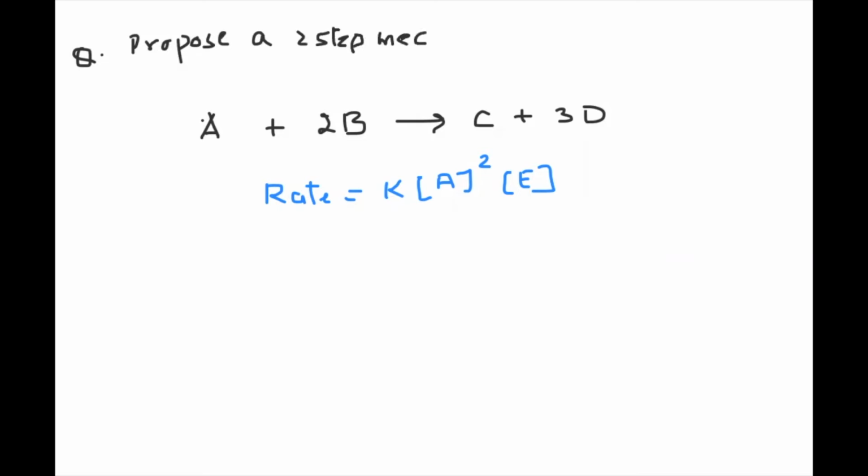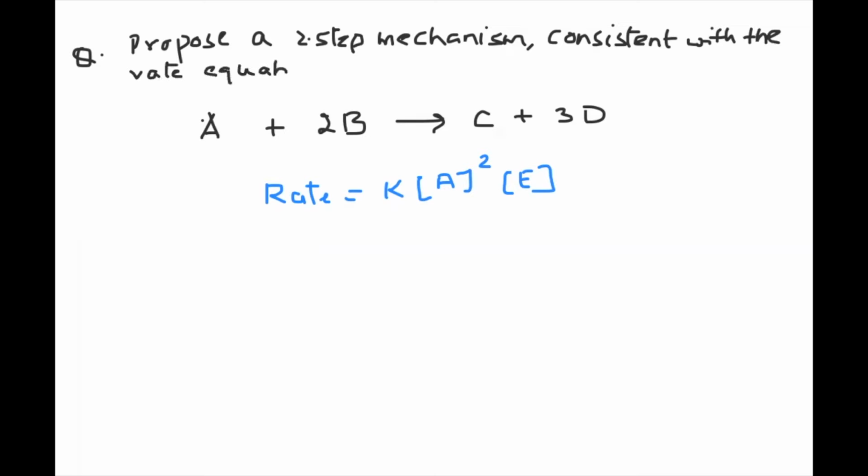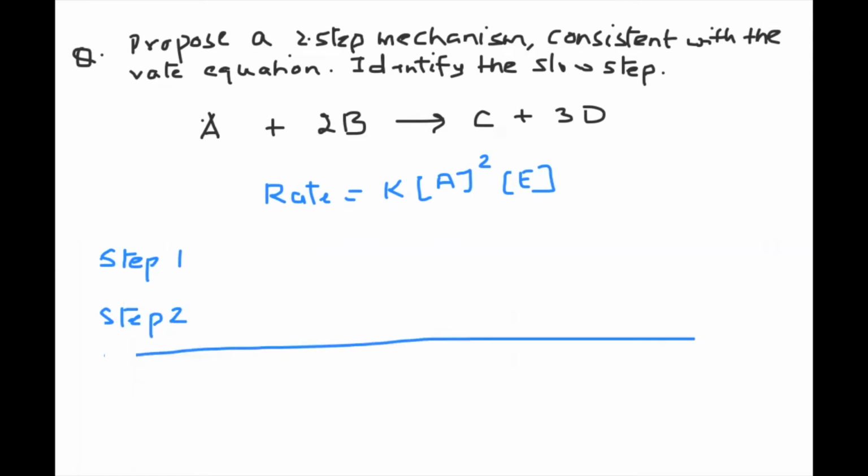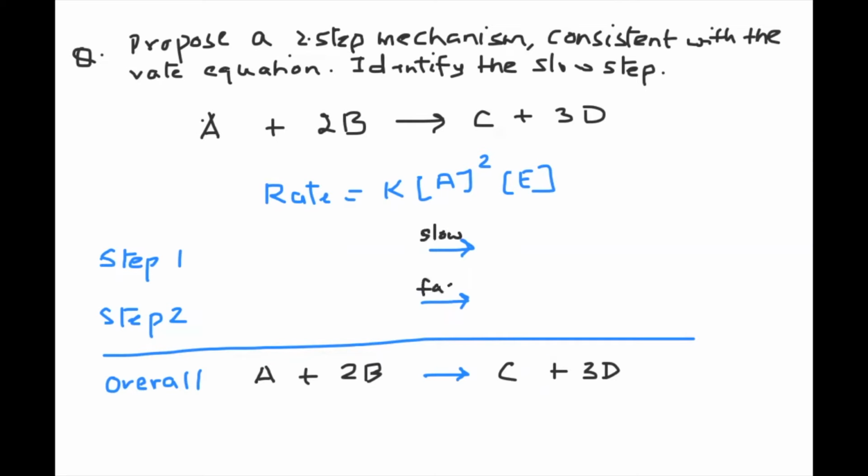Let's see how we can work out a two-step mechanism for the reaction of A and 2B. Let's start by laying out the equation. So write down step 1, step 2, and then write down the overall equation, align the arrows, and then copy the overall equation from the question. Let's call step 1 the slow step and step 2 the fast step.